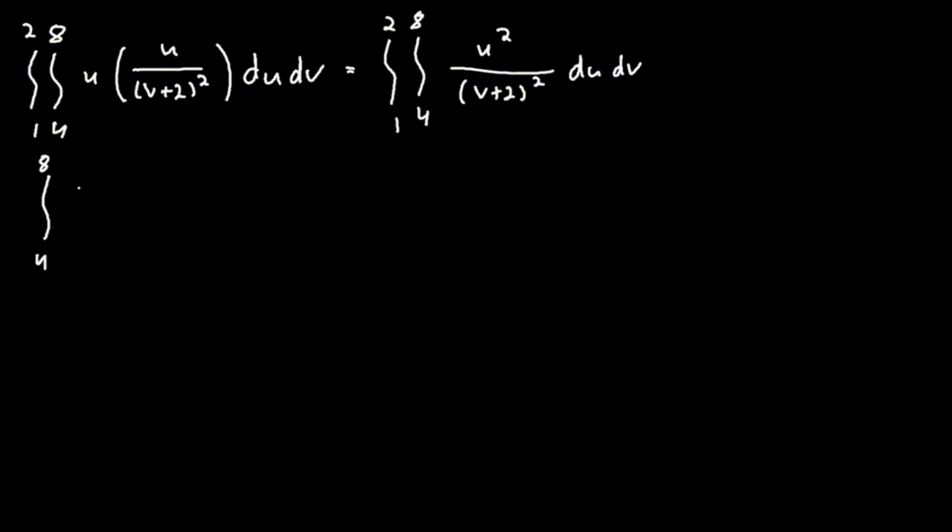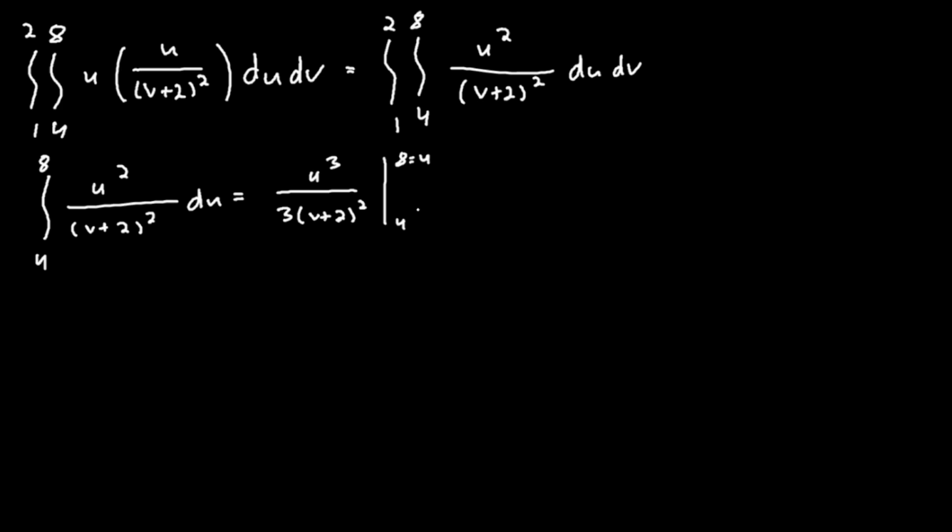4 to 8. And I'm not actually ignoring this other integral sign. I'm just going to omit it for now, just to make our notation clear. And we're integrating this with respect to u. If you integrate this with respect to u, you get u cubed over 3(v plus 2) squared, and our bounds are from 4 to 8 of u.